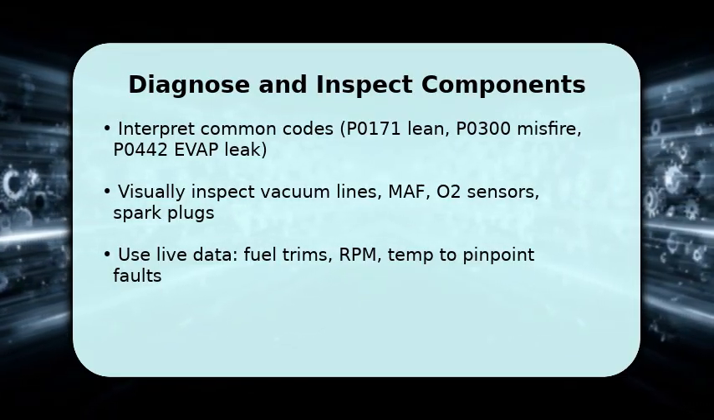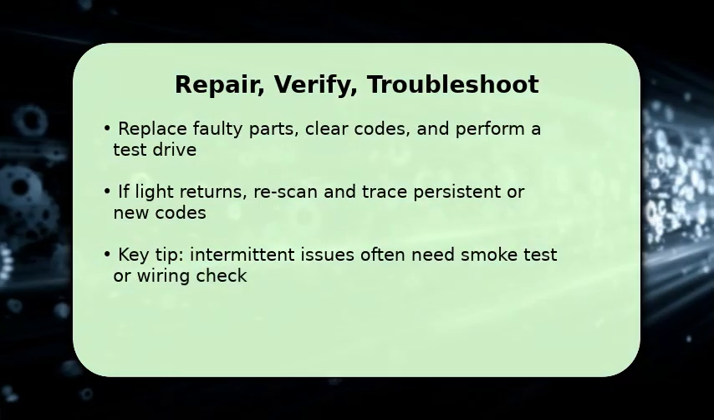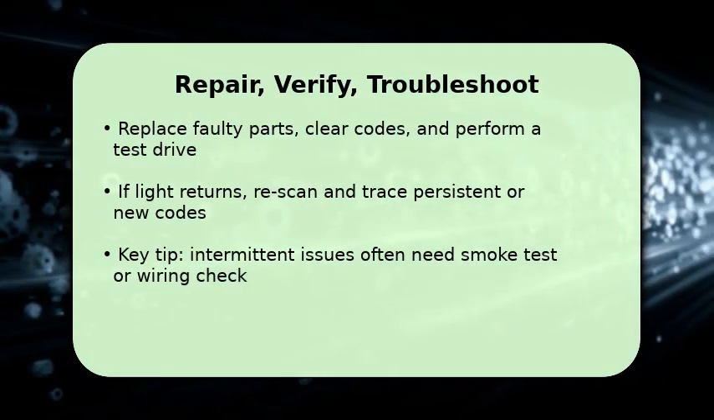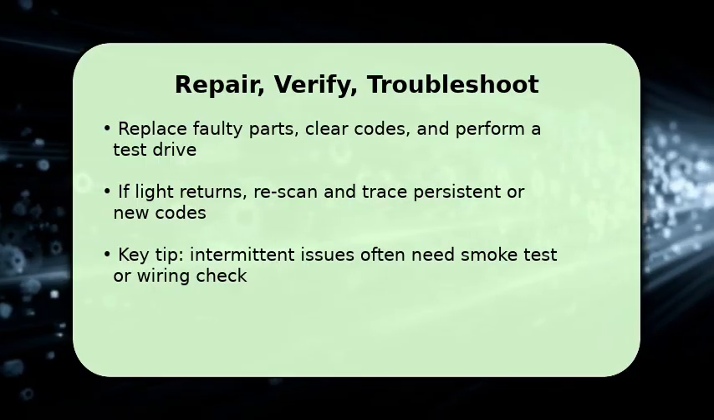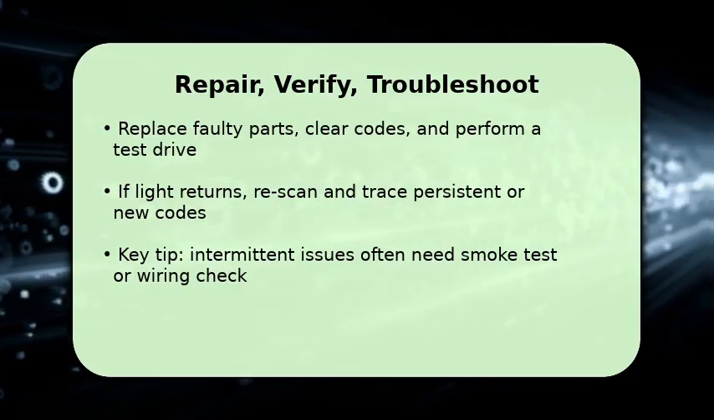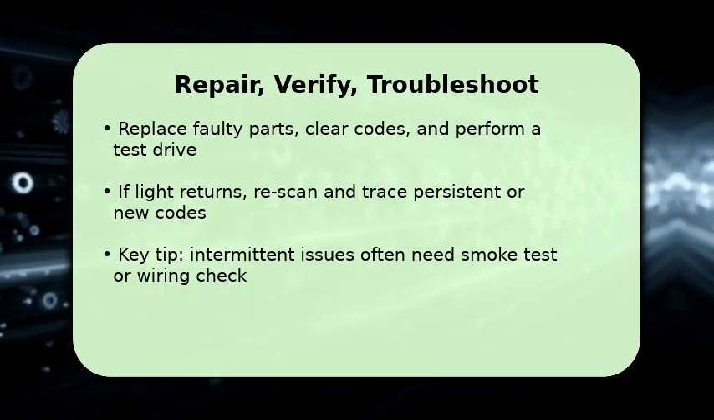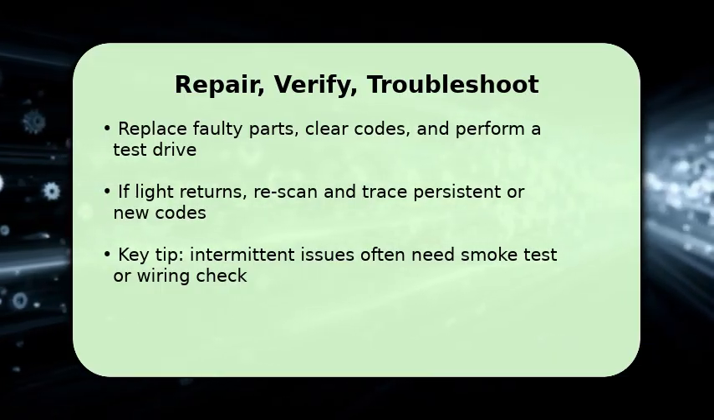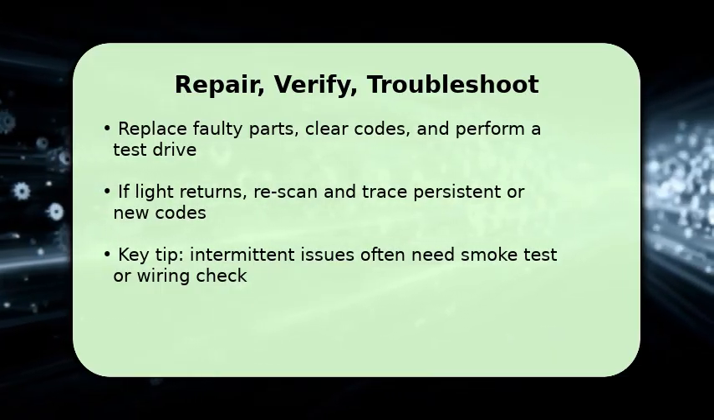You complete repairs based on the diagnosis. Replace the failed sensor, gasket, or ignition part, tighten or replace the gas cap, or repair vacuum leaks. After repairs, clear codes and drive through varied conditions to run readiness monitors and confirm the light stays off.